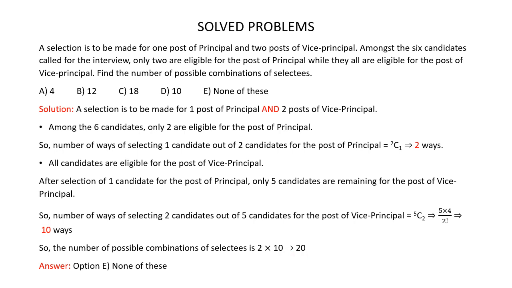When you look at the options, 20 is not one of the options given. So the correct answer is option E, none of these.